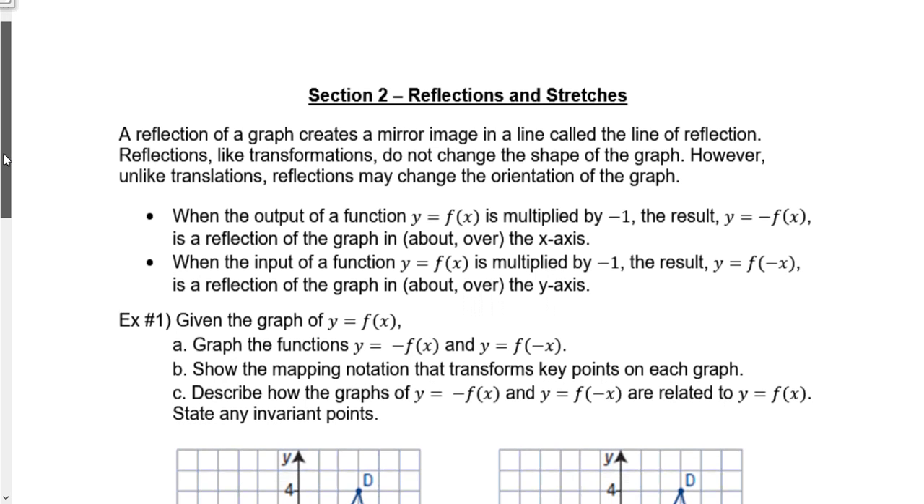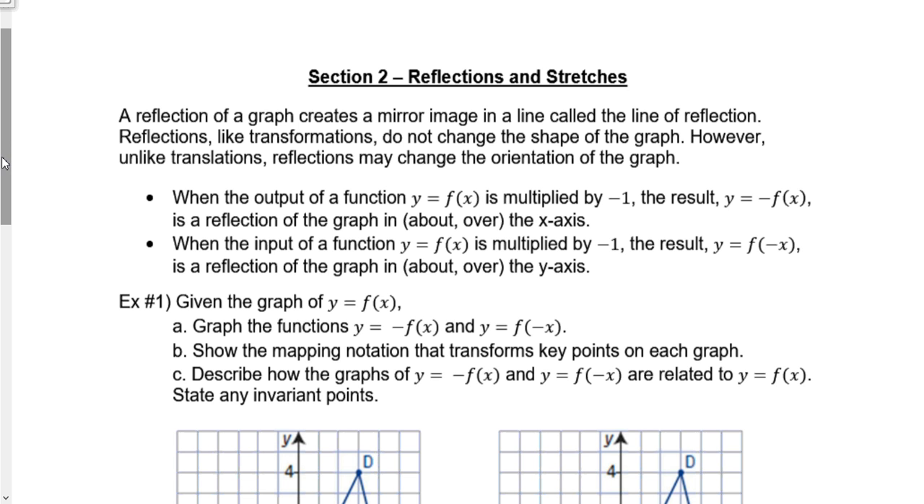When the output of a function, y equals f of x, is multiplied by -1, the result, y equals negative f of x, is a reflection in, about, over the x-axis. Now, what I'm emphasizing here is the textbook, I know, will use the phrase "in the x-axis." Really, it's just reflecting over the x-axis. So if you see a negative in front of a function, it's just reflecting over the x-axis. In, about, over, all really mean the same thing. You see x-axis, you know you're going to be flipping over it.